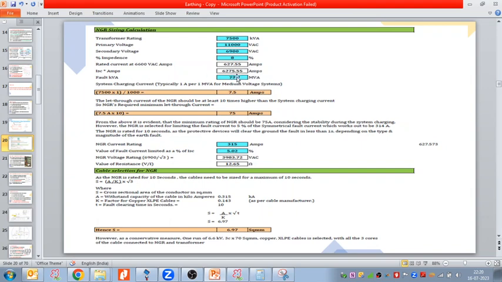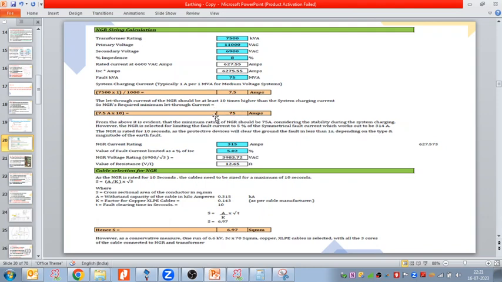I have to see why it is mentioned over here. Fault current 75 ampere. System charging current is typically 1 ampere per 1 MVA for a medium voltage system. So the let through current of the NGR should be at least 10 times higher than the system charging current. So the NGR required minimum let through current is 7.5 into 10, which is 75 ampere.